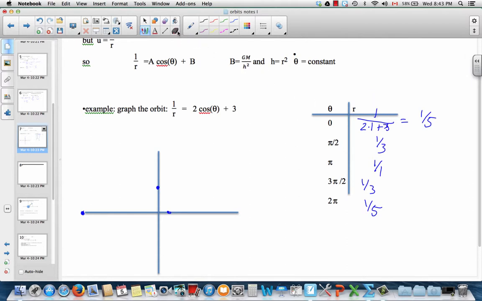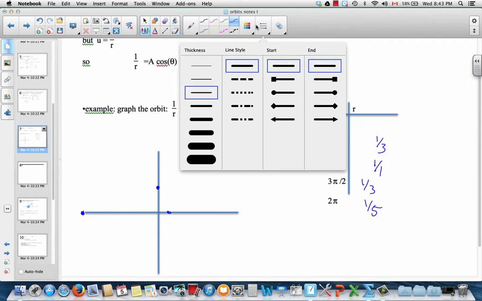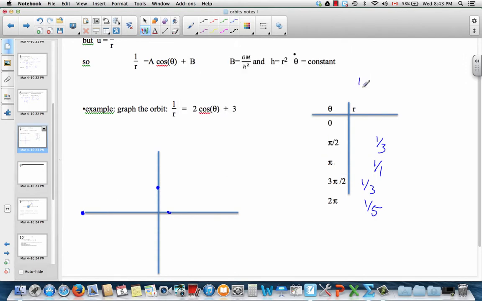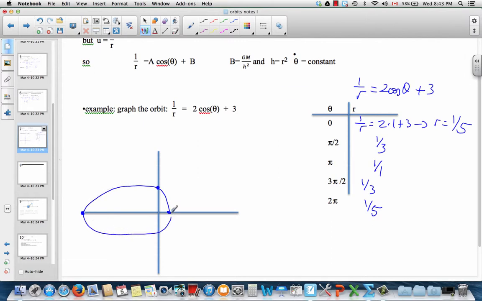So let me just tidy that one up because that looks really horrendous. And what I'm using here is, of course, 1 over r is 2 cos theta plus 3. So 1 over r is 2 times 1 plus 3. So r was a fifth here. There, that looks a lot tidier. Okay, so for the orbit, we get something sort of like this. That's really an ellipse if you plot it carefully.